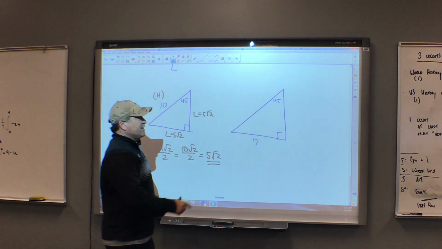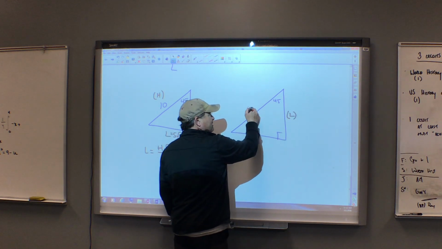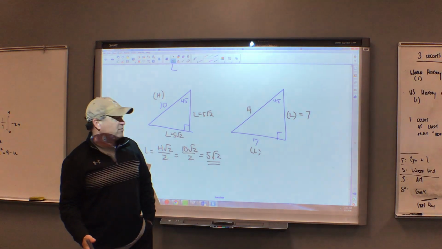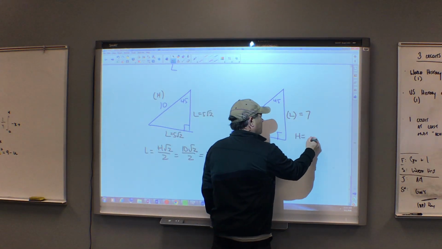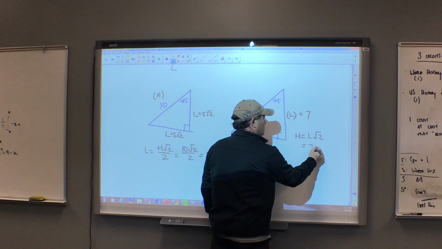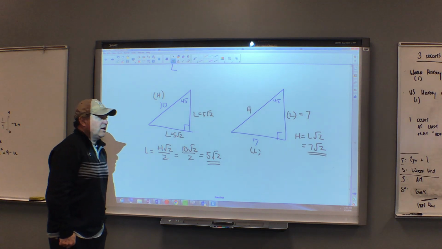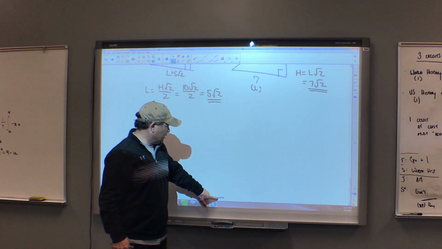Okay. All right, here we do our identification. That's a leg. Well, we know that's a leg, and that's a hypotenuse. Well, this is easy. That's 7. Has to be, because we have an isosceles triangle. The hypotenuse, leg root 2, 7 root 2. Done. So, you know, it works out pretty simply.